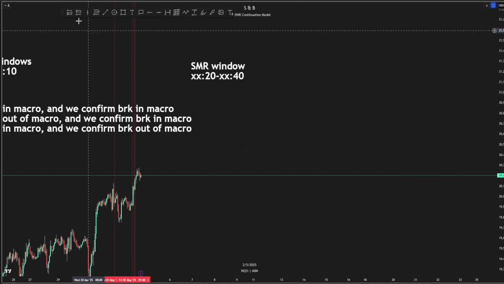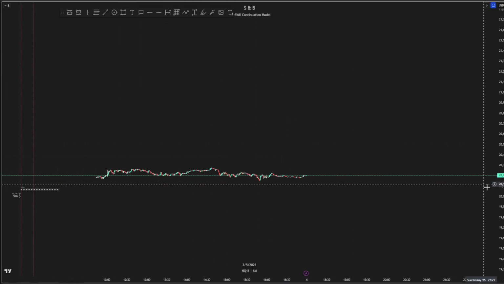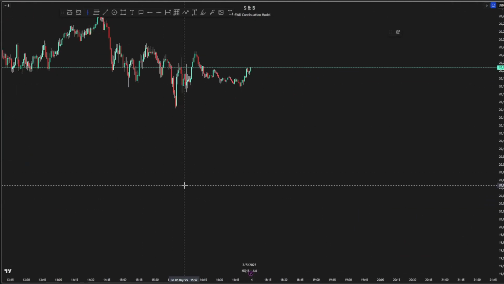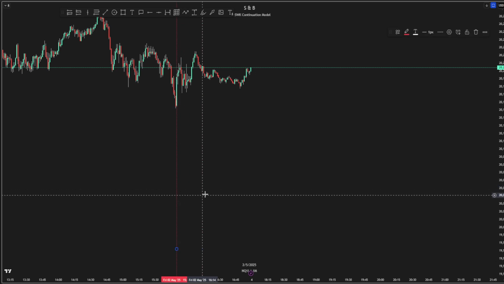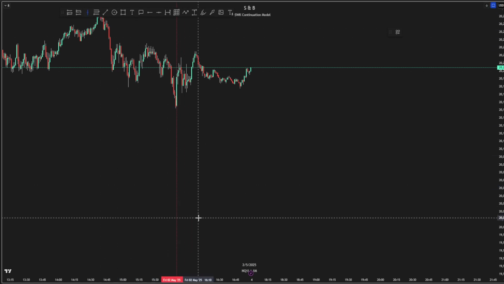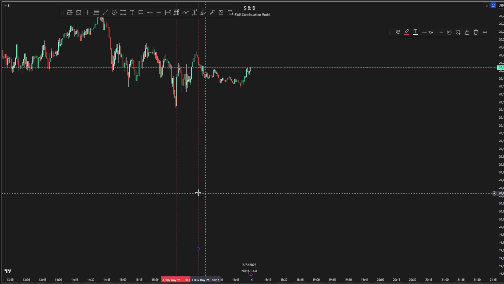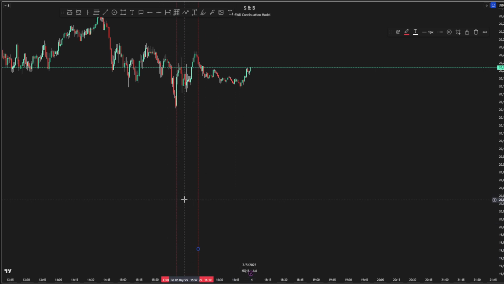So looking at an example here, let's just go over the 1 minute time frame real quick. Basically, you put a line right here at 1550. You put another line here at 1610. So that 20-minute window is what we would call a macro window.